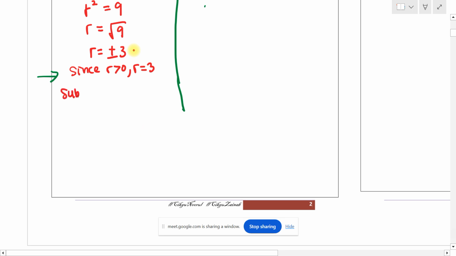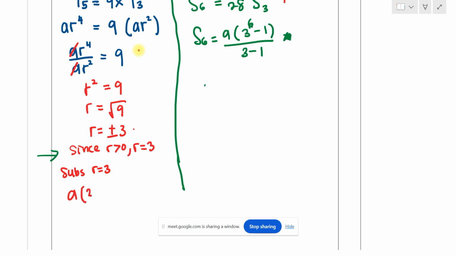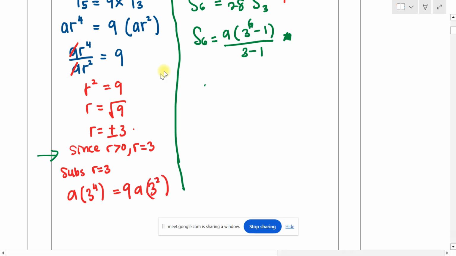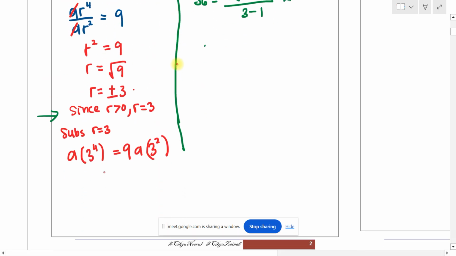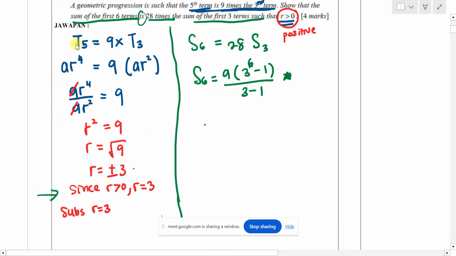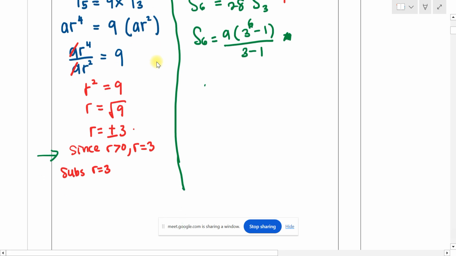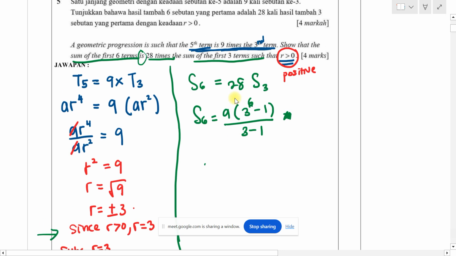So substitute R equals 3, where A times 3 power 4 is equal to 9 times A times 3 power 2. Now you need to find the value of A. 3 power 4 is 81, so 81A equals 81A here. So I don't think we can find it that way. We fail to find A because you are only provided with one equation. So you get 81A equals 81A. That proves nothing.